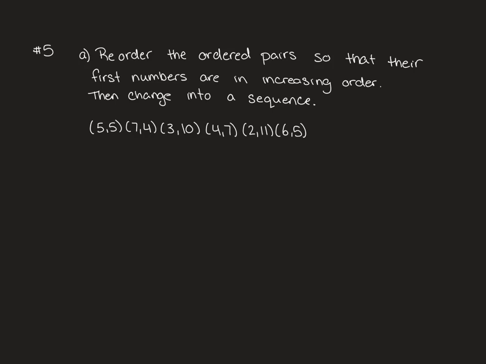The fifth question for part A is going to ask you to reorder the pairs so that the first numbers are in increasing order. So increasing is going to mean smallest to largest, and then we're going to change it into a sequence. So we're starting just by looking at the first number in the sequence, and we have to figure out which one is the smallest. Well, our smallest number is 2. So we would start by writing down the ordered pair for 2. We'd go 2 and 11.